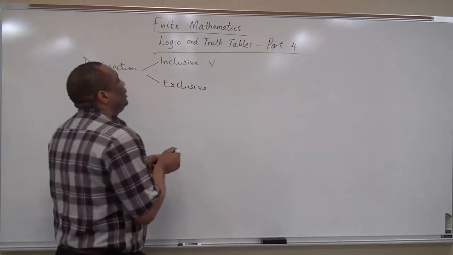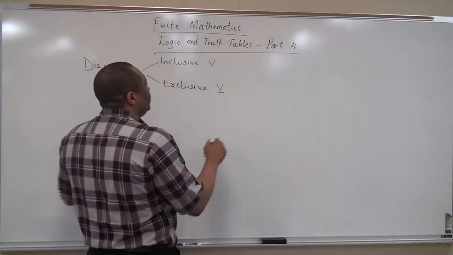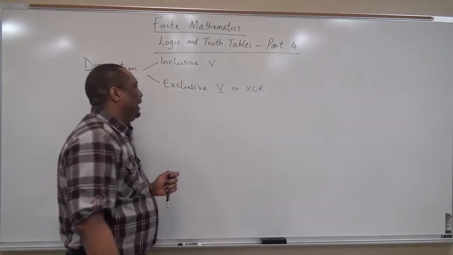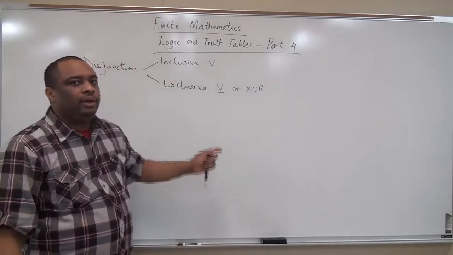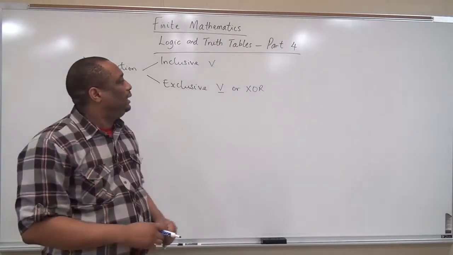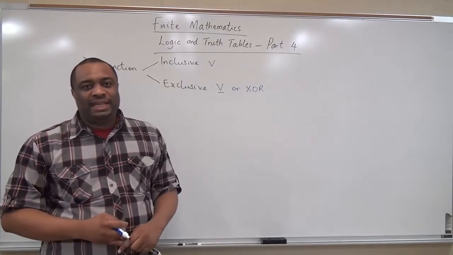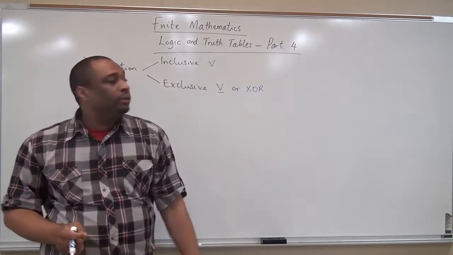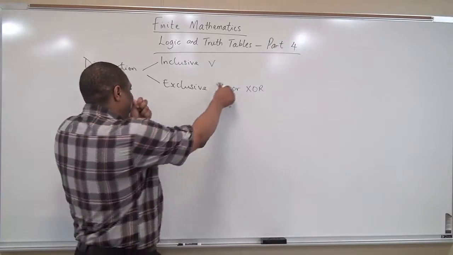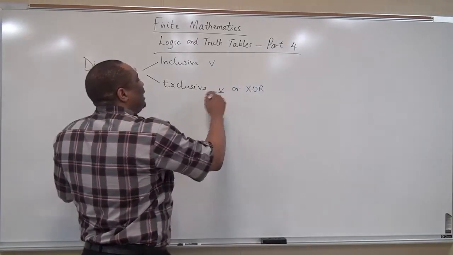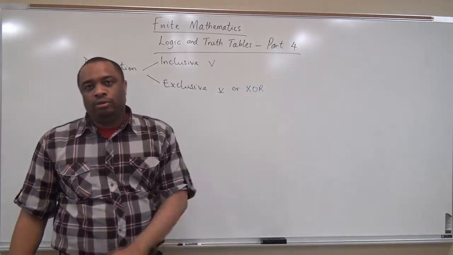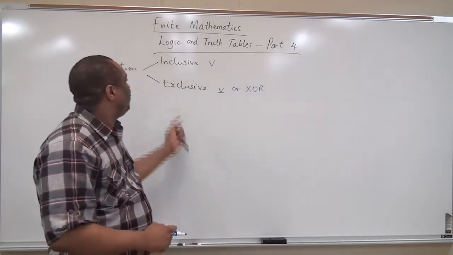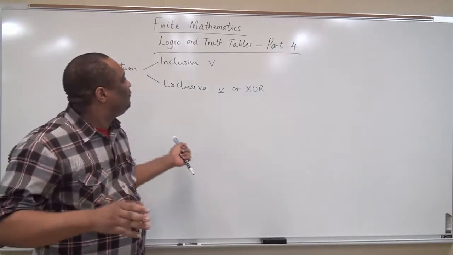Exclusive disjunction is when you have it like this symbol, or if you're doing logic gates, the application of logic in switching circuits, some textbooks will have it as XOR. So some will have it like this, a V with an underline, or XOR. Some other textbooks might use different symbols for exclusive disjunction. Now what is the difference here?